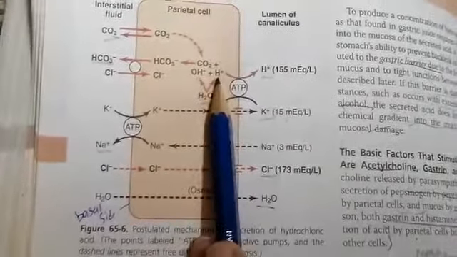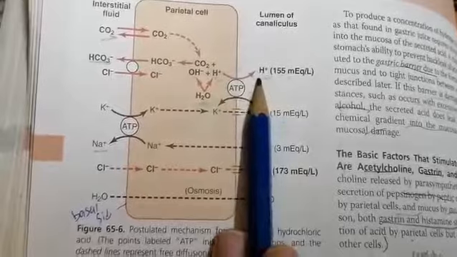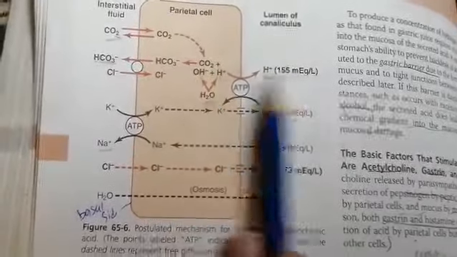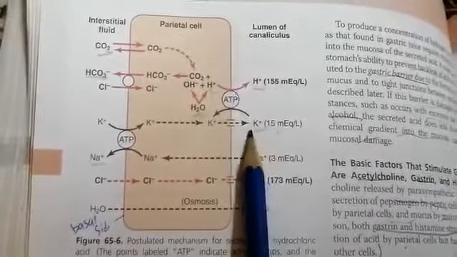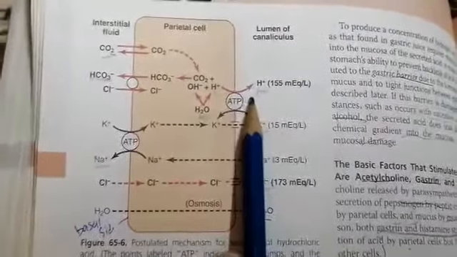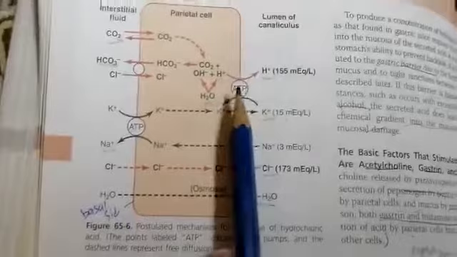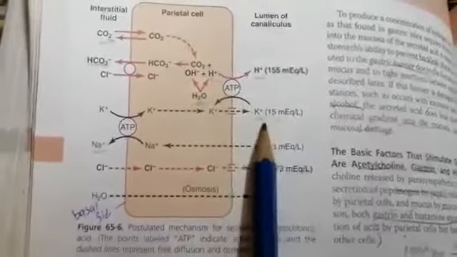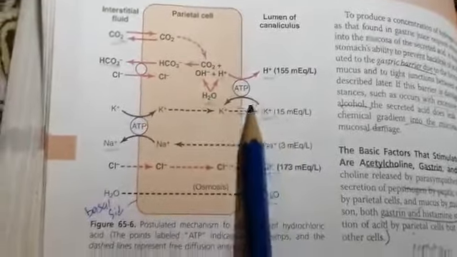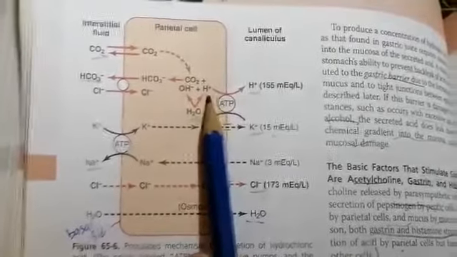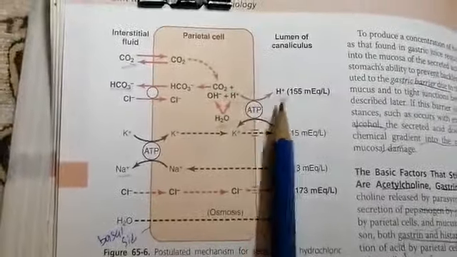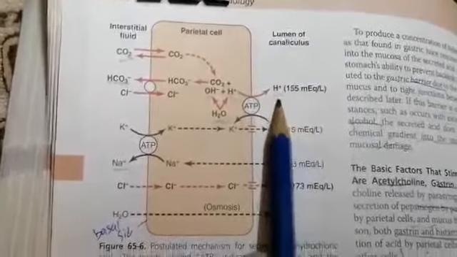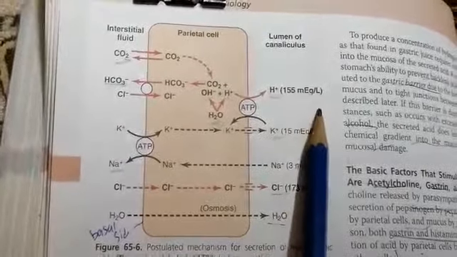The hydrogen ion goes outside to the canaliculus from the parietal cell to the lumen of canaliculus in exchange with the potassium, with the hydrogen potassium ATPase, which requires ATP, in which the potassium ion goes inside the parietal cell and the hydrogen ion goes outside the parietal cell, and the concentration of hydrogen in the lumen of canaliculus becomes 155 milliequivalent per liter.